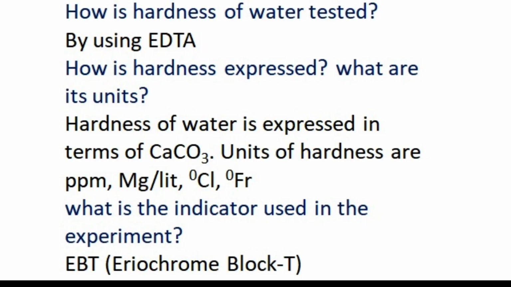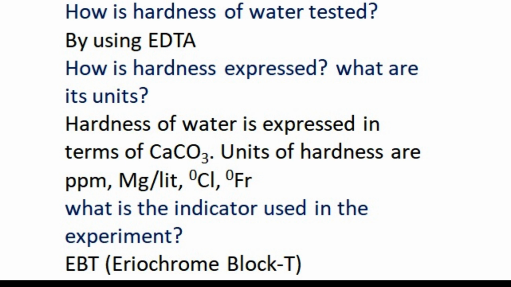How is the hardness of water tested? By using EDTA. How is the hardness expressed? What are its units? Hardness of water is expressed in terms of CaCO3, whose units are ppm or mg per liter or degree Celsius or degree Fahrenheit.